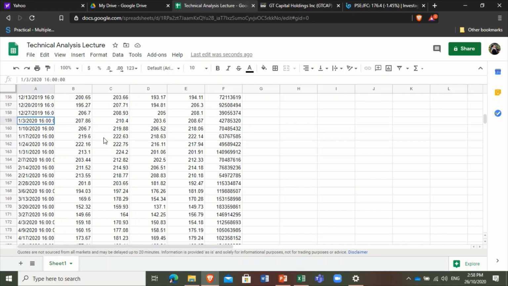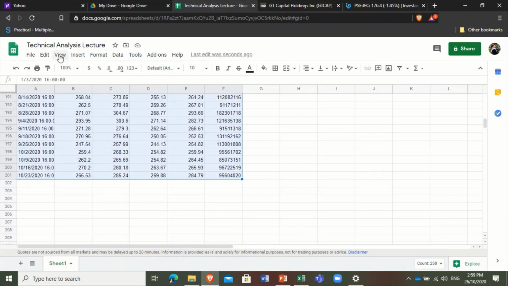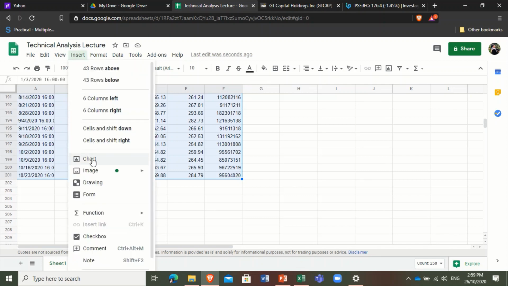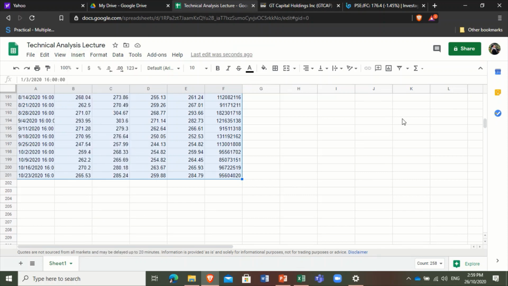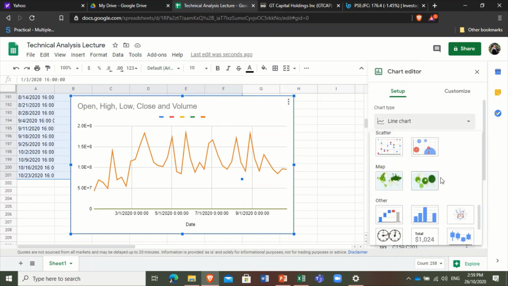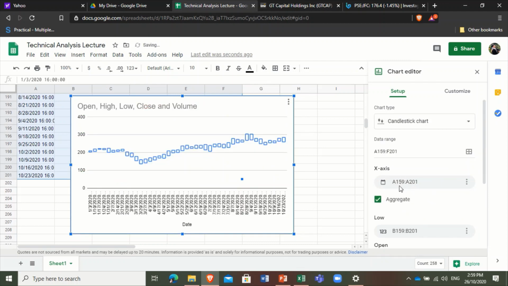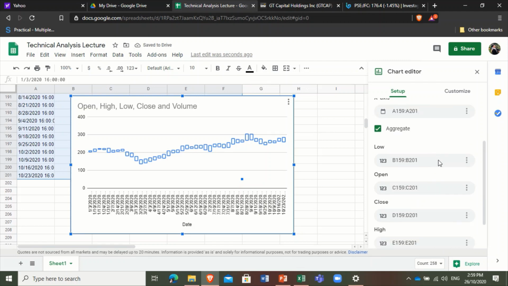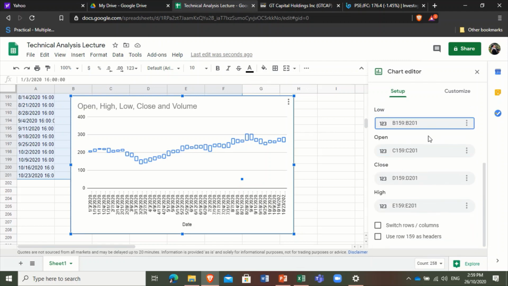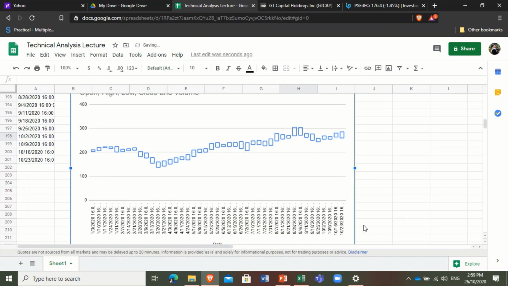So tingnan nga natin if we can do it right now. So just simply highlight the cells like that, insert chart. So it's still loading. Oh, there you go. Meron na automatic, no? Line chart ang ginawa niya. But what we want to do is a candlestick chart. And then just simply key in aggregate. And then, okay, that's it, no? You already have your own candlestick chart.